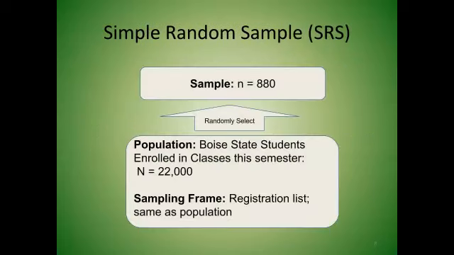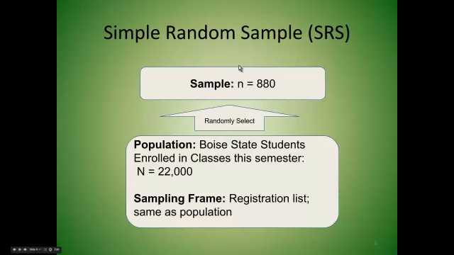So here is an example of simple random sampling. It varies a bit from semester to semester, but there are typically around 22,000 unique undergraduate and graduate students enrolled at Boise State in a given semester. And if we want to get a good average view of these students, we could just randomly select some number of them.